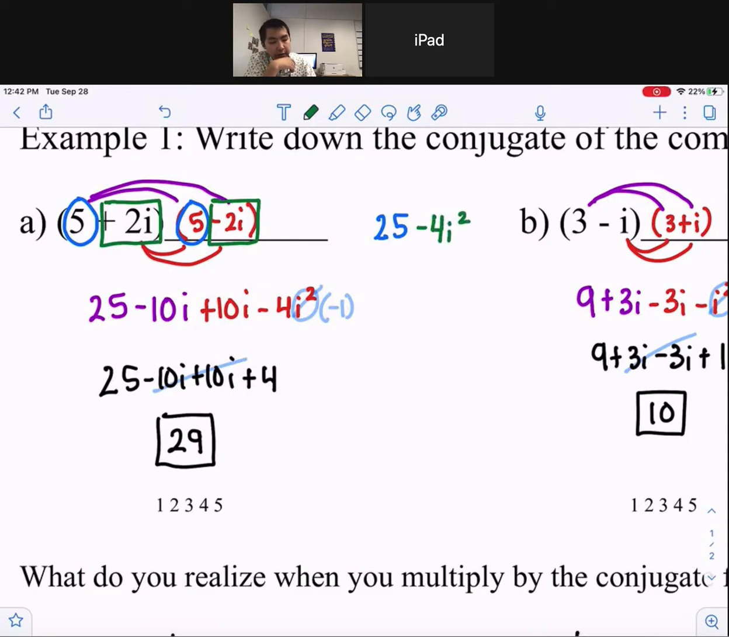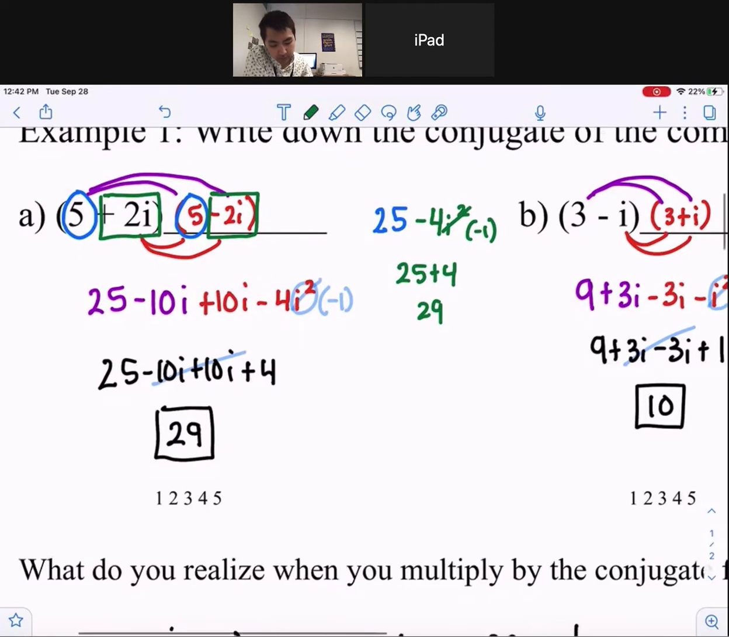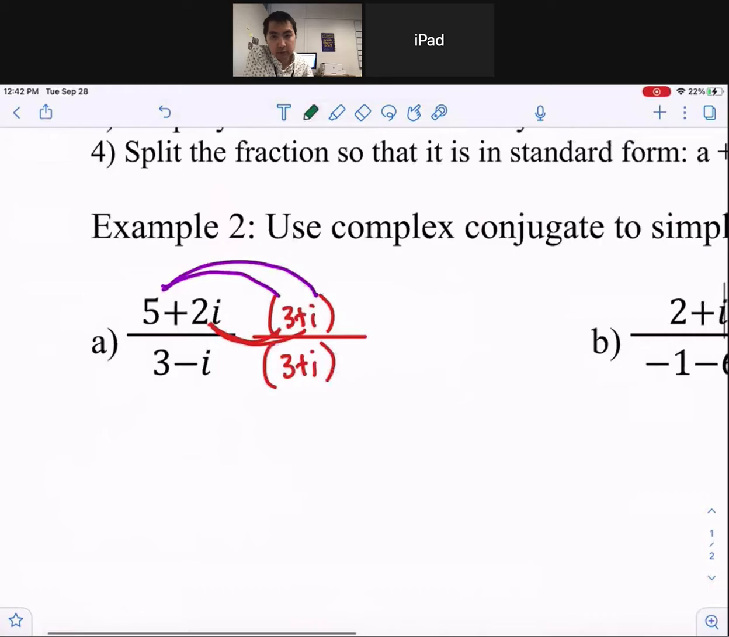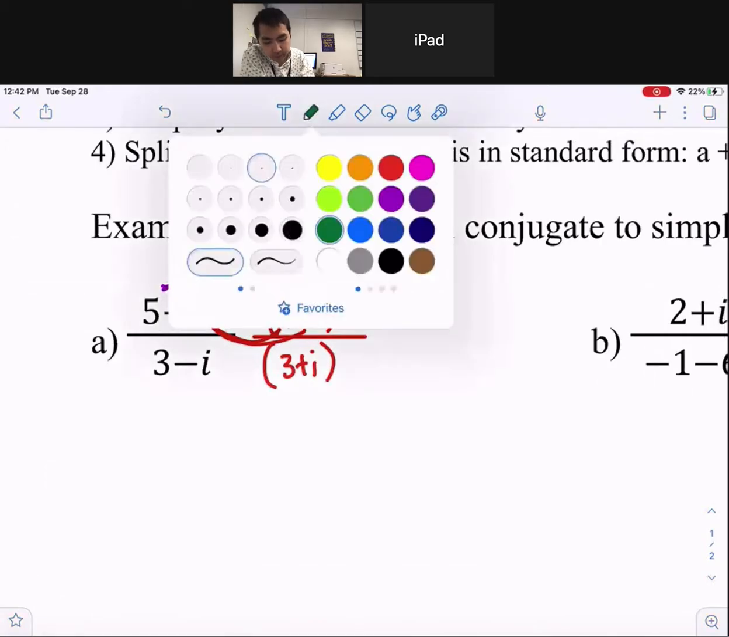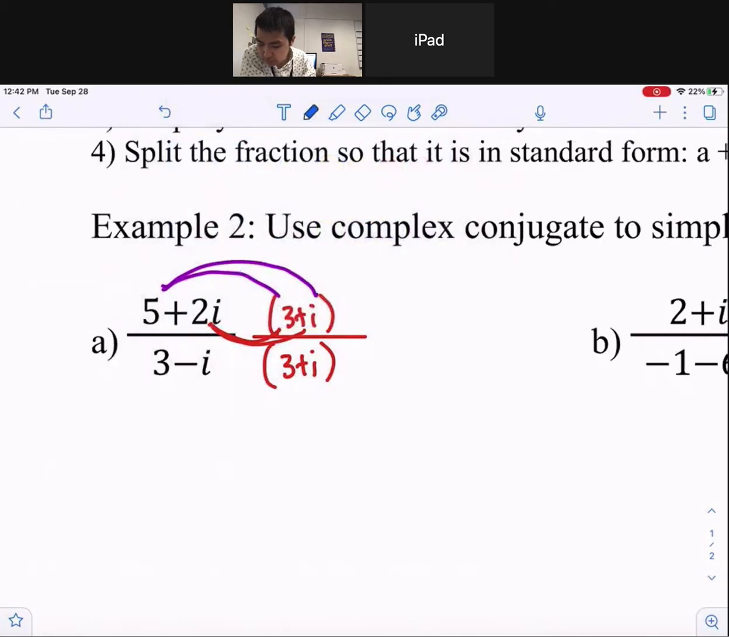And i to the second power, you guys, is negative 1. So what we really have is 25 plus 4, which is 29. And look, that's what we got, right? So we don't have to do a double distribution for complex conjugates because we know the middle terms, the imaginary numbers, are going to cancel. So we're going to use that same shortcut here. This only happens if we have complex conjugates getting multiplied together.